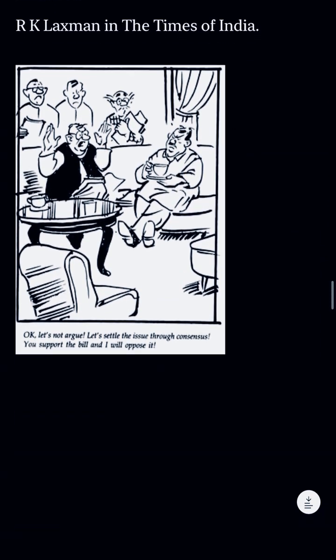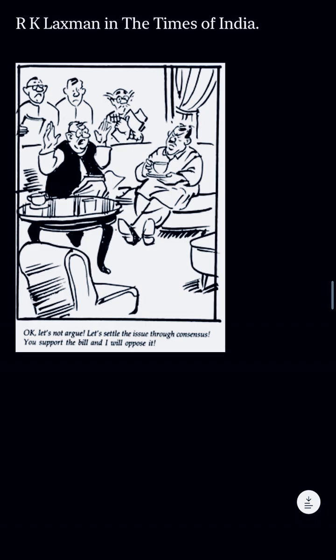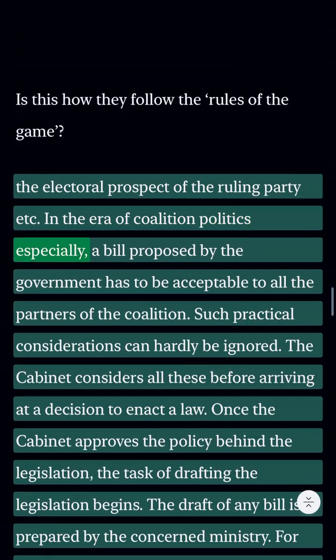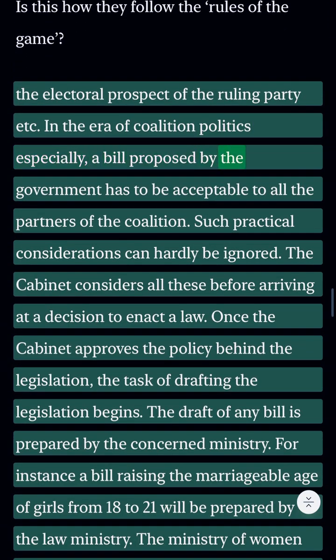The electoral prospect of the ruling party, etc. In the era of coalition politics especially, a bill proposed by the government has to be acceptable to all the partners of the coalition. Such practical considerations can hardly be ignored. The Cabinet considers all these before arriving at a decision to enact a law.